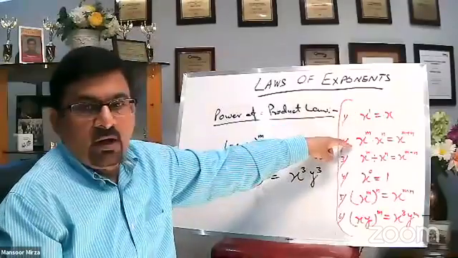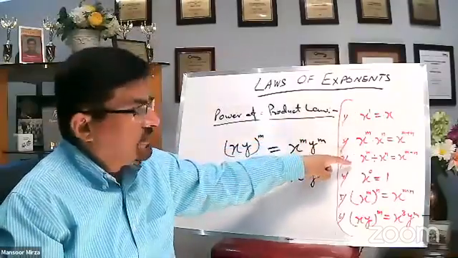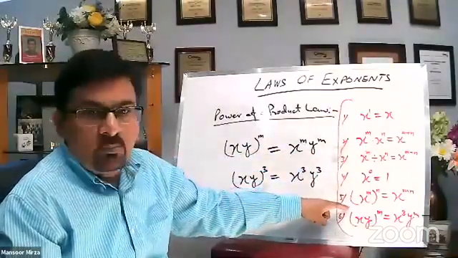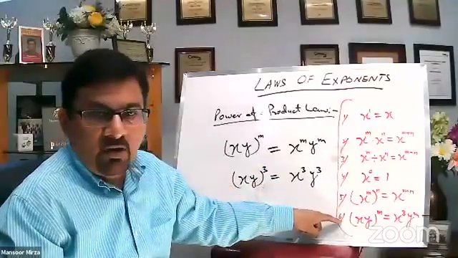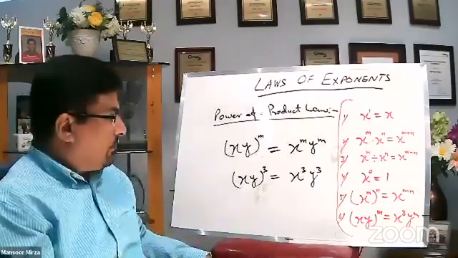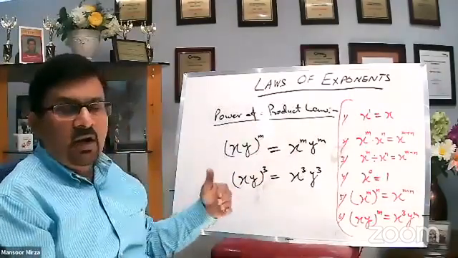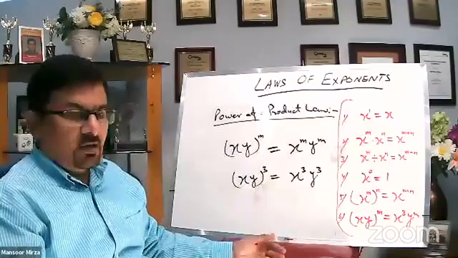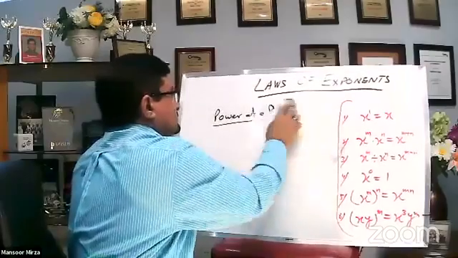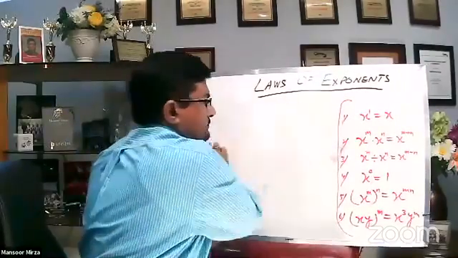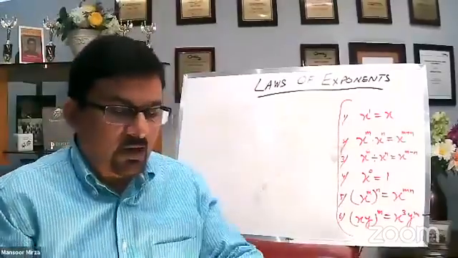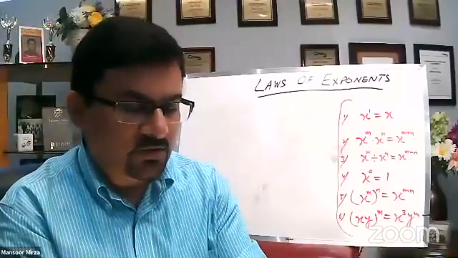This is called a multiplication power law. This is called a division power law. This is called zero law. This is called power of a power law. This is called power of a product law. So it's easy to remember in this way as well. Now let's go through some of these questions to understand this. I like to keep these laws on the side so we understand which law we are applying.